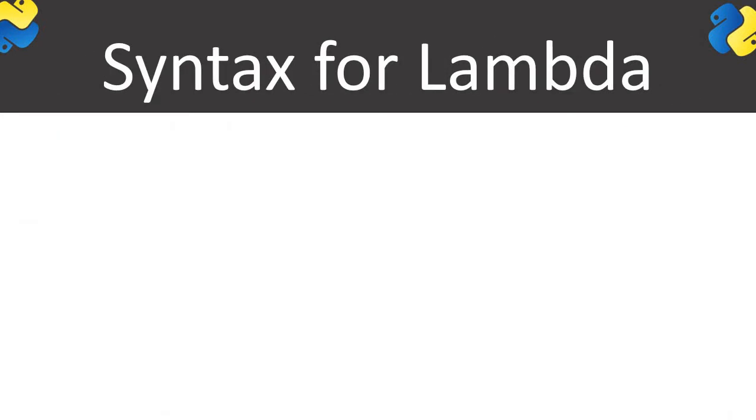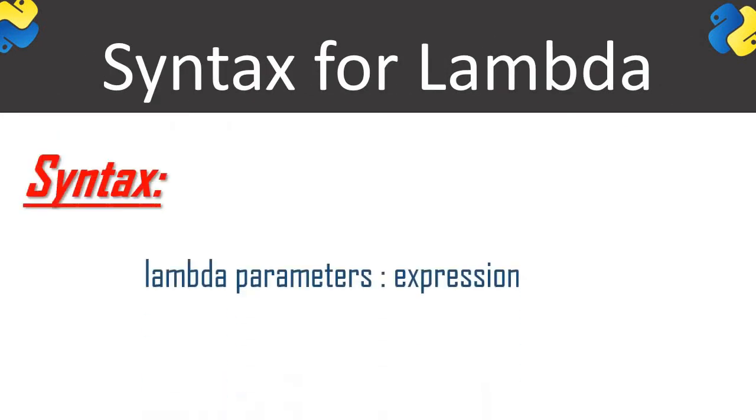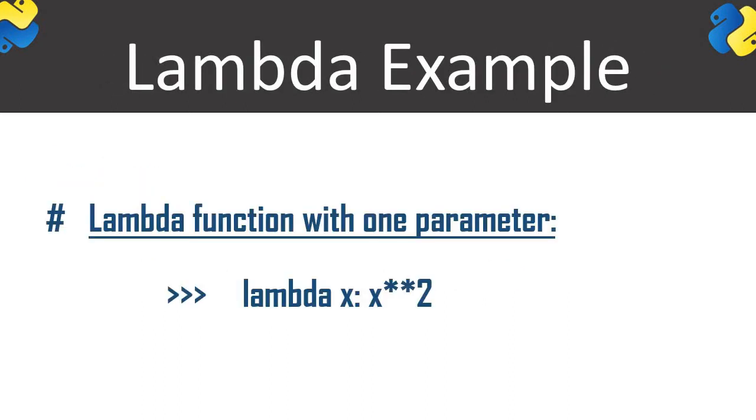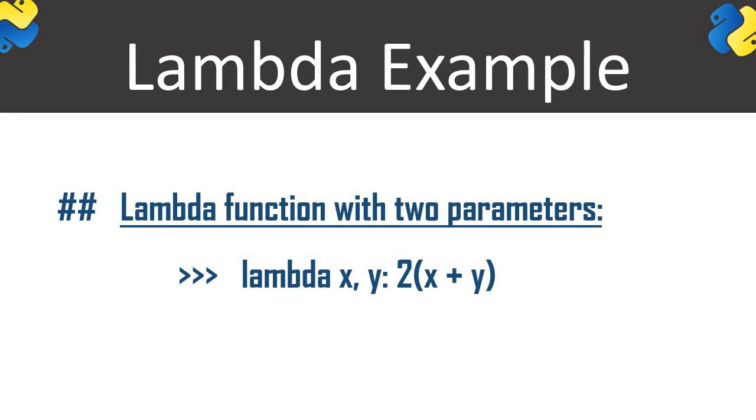Now let's see the syntax of Lambda function. The syntax is, first we write the lambda keyword, then the parameters, colon, and then the expression. For example, lambda x colon x power of 2. Basically this function will return the power of 2. Let's see another example: lambda x comma y colon 2 into x plus y. So this will return the value of x plus y multiplied by 2.